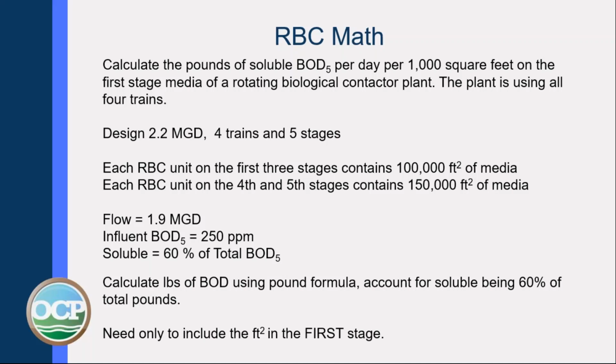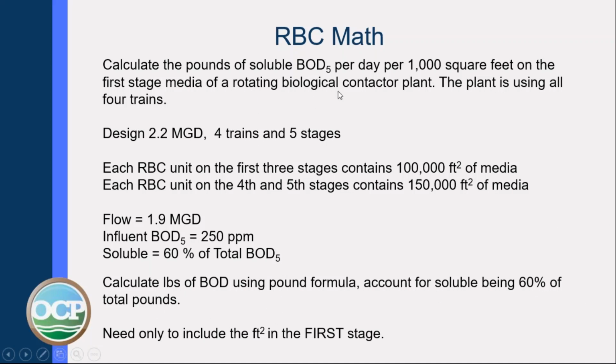Flow is 1.9 million gallons per day. Influent BOD5 equals 250 parts per million. The soluble BOD is 60% of the total BOD. Calculate pounds of BOD using the pounds formula. Account for the soluble being 60% of the total pounds.